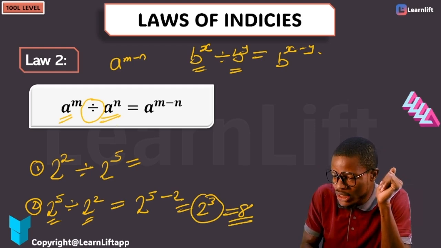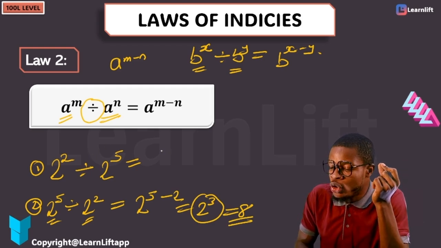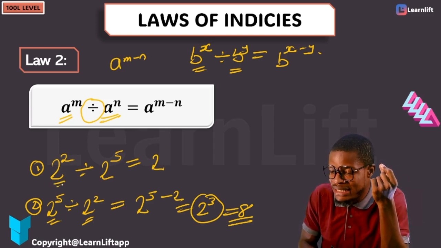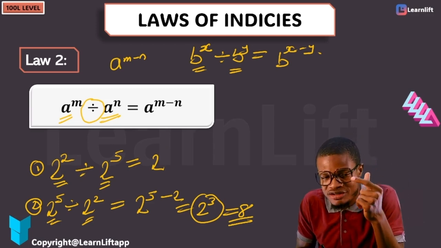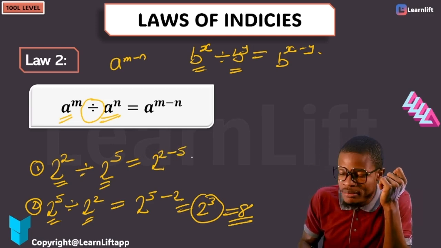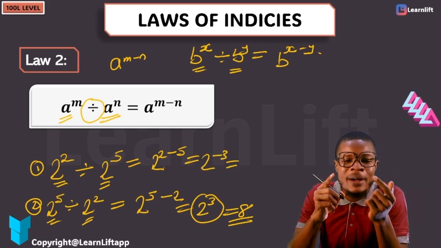But if I come down to the first one here, it's a different thing. That's going to give us 2 raised to the power of, now, are their bases the same? Yes, the bases are the same. But we have divide here, right? What do you do there? Subtract the power. And that's going to be 2 minus 5. What is 2 minus 5? That's going to be 2 raised to the power of minus 3. And what's 2 raised to the power of minus 3?